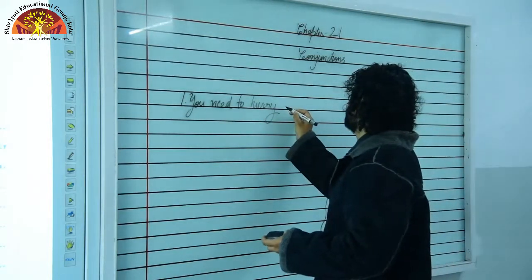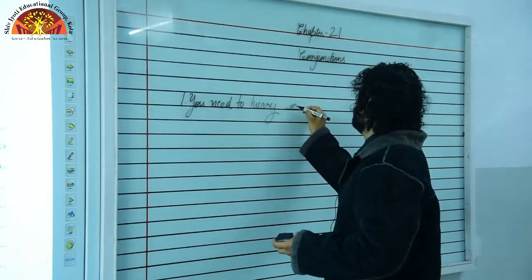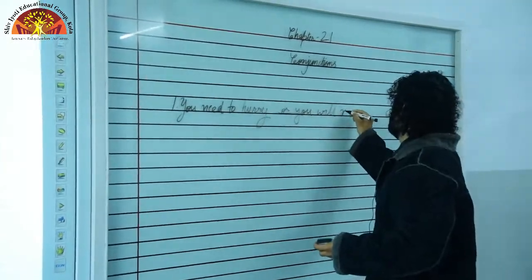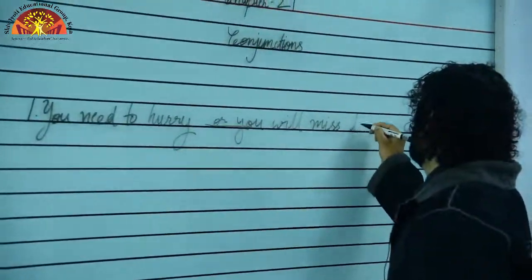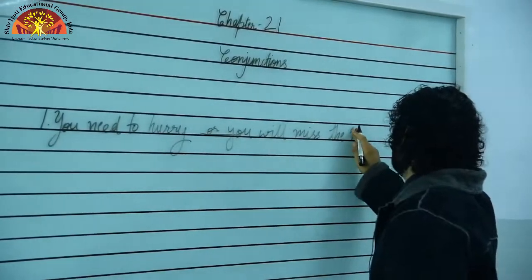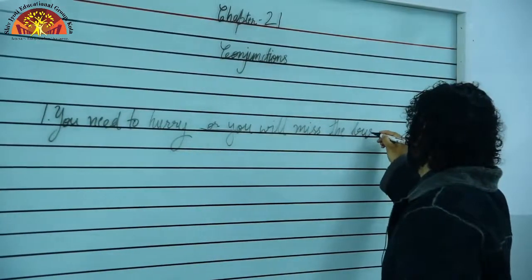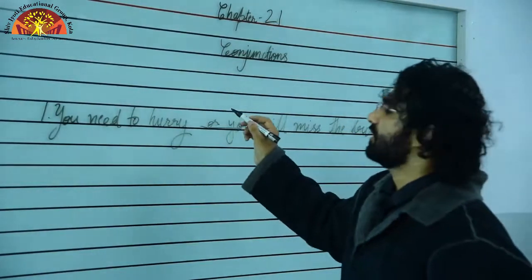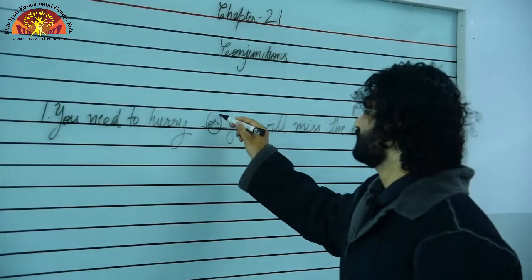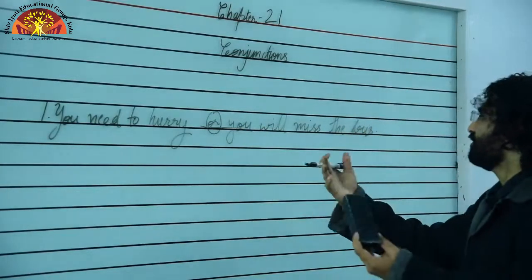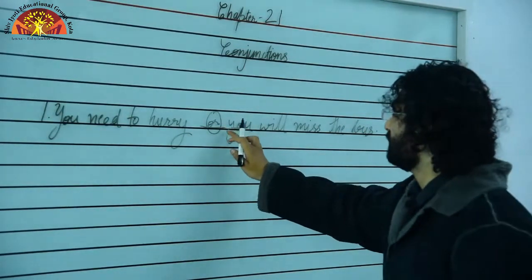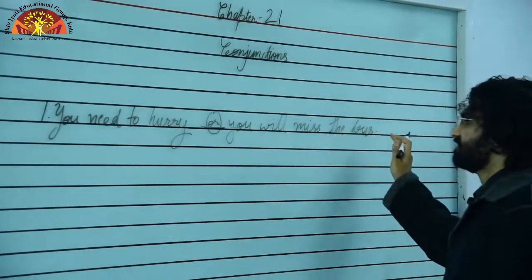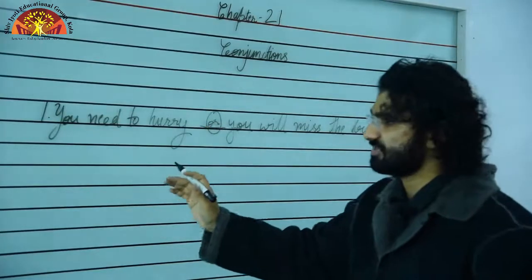Or what may happen? Or you will miss the bus. You need to hurry or you will miss the bus. We need to circle the conjunction that we have used. The conjunction here is or. What may happen with you if you won't hurry? You will miss the bus. You need to hurry or you will miss the bus. Or is the conjunction. This is the rest part of this sentence.